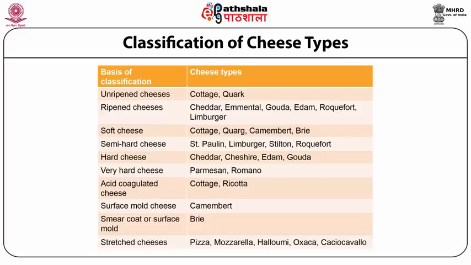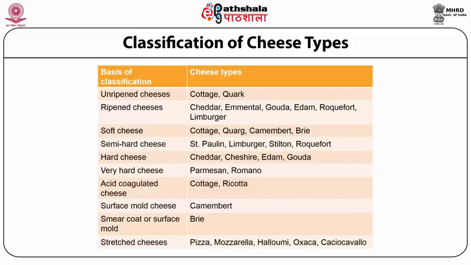To take an example of unripened cheese where you do not keep it, say for instance 6 months, 2 months, or even more, the day you manufacture the green cheese, directly you can put it in the market as unripened cheese. The examples of that include cottage and quark. Second category is ripened cheeses.